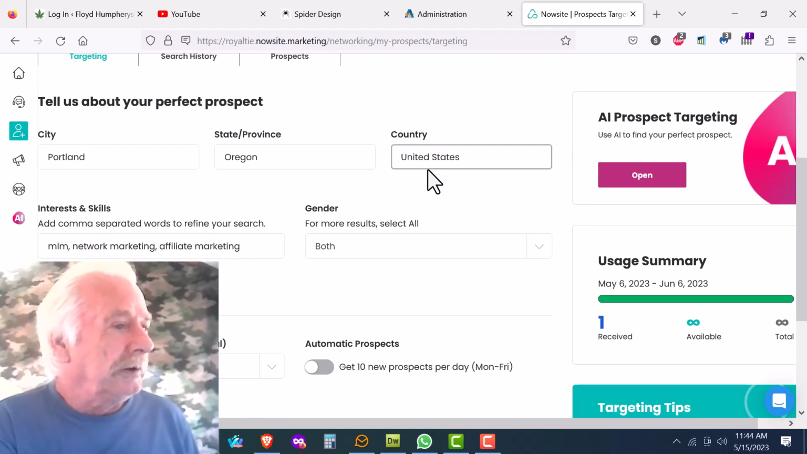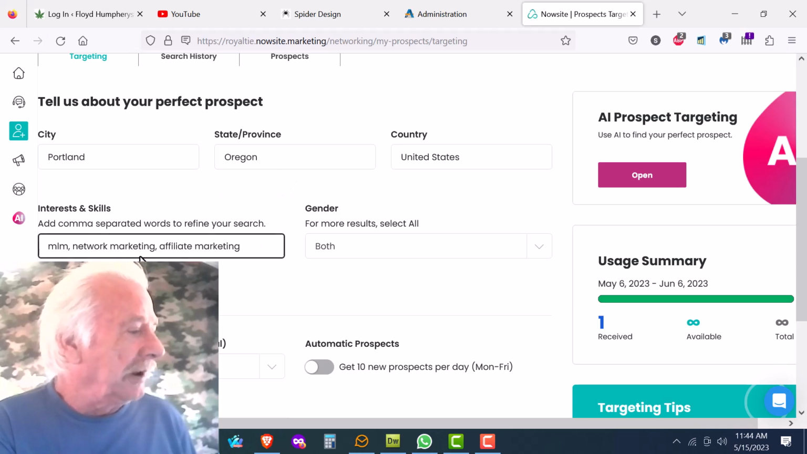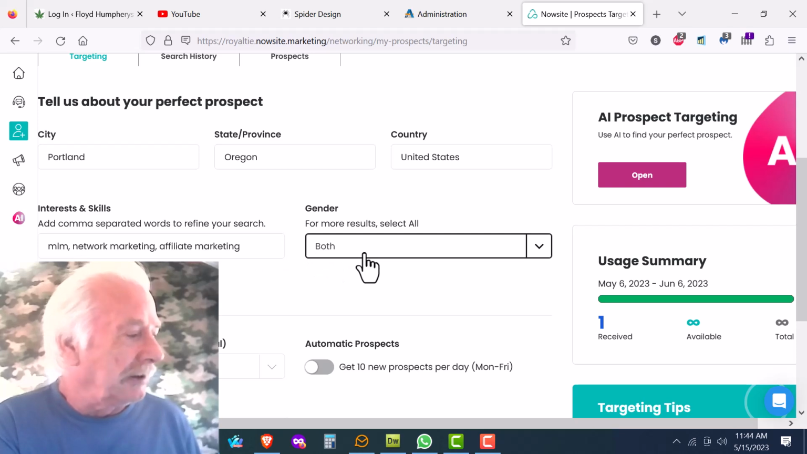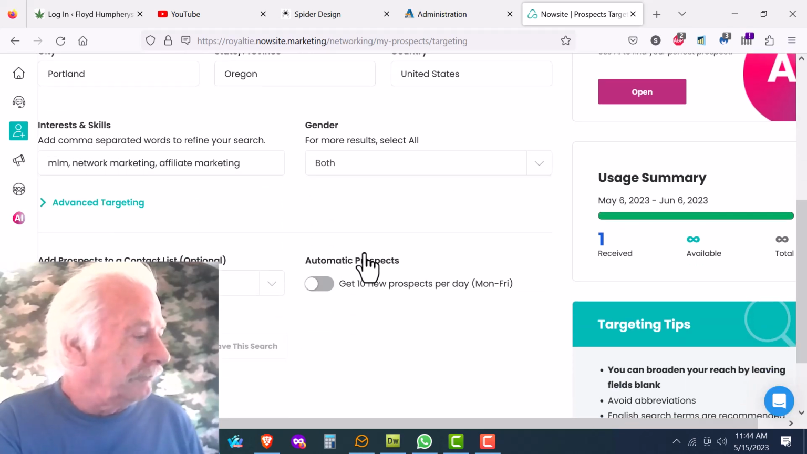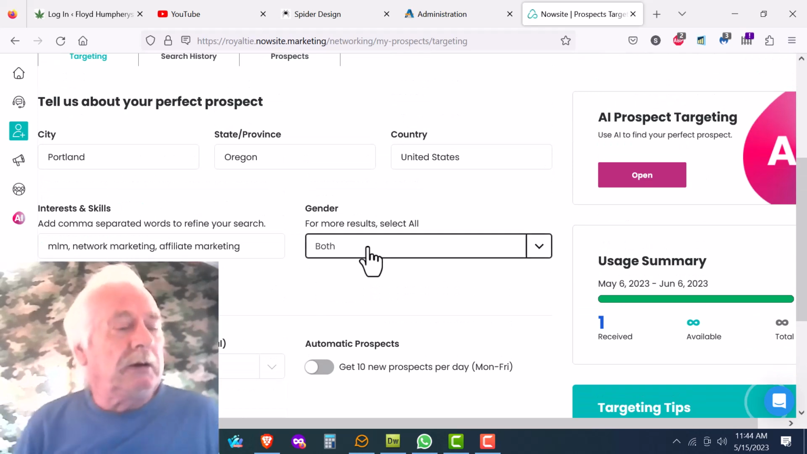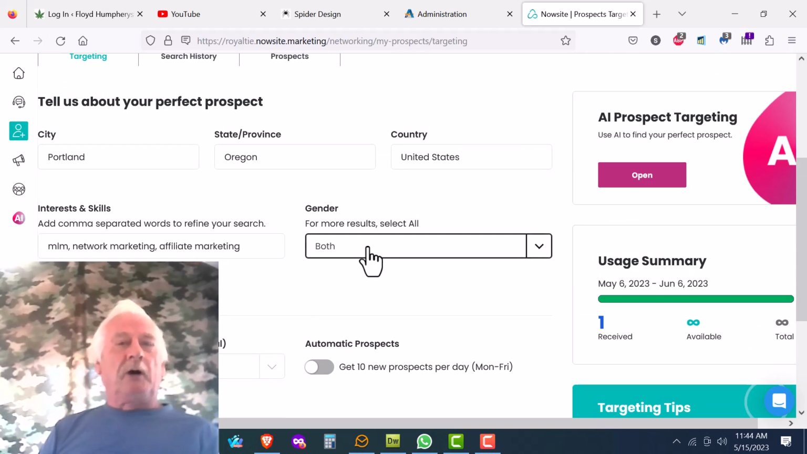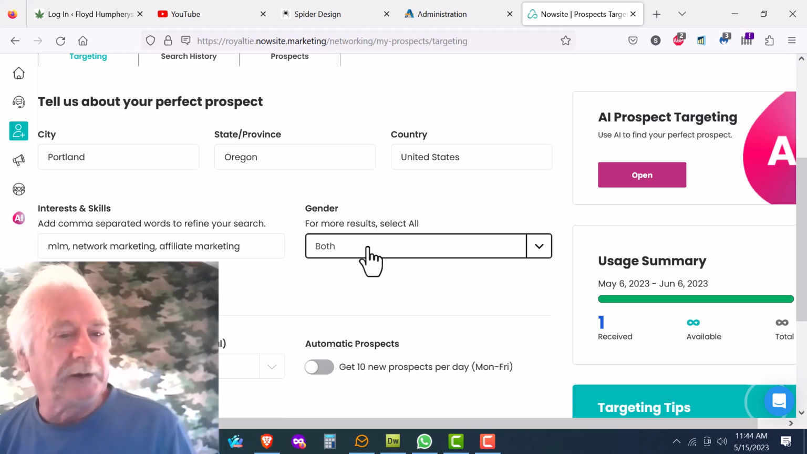Portland, Oregon, United States, MLM, network marketing, affiliate marketing was my keywords. You can search for male or female. I searched for both. So when I did it, I instantly got a response, and it was a woman. It gave me her name, her phone number, and it gave me where she worked. It told me that she was already in network marketing and looking for another company to join. So I would call that a very damn good lead.